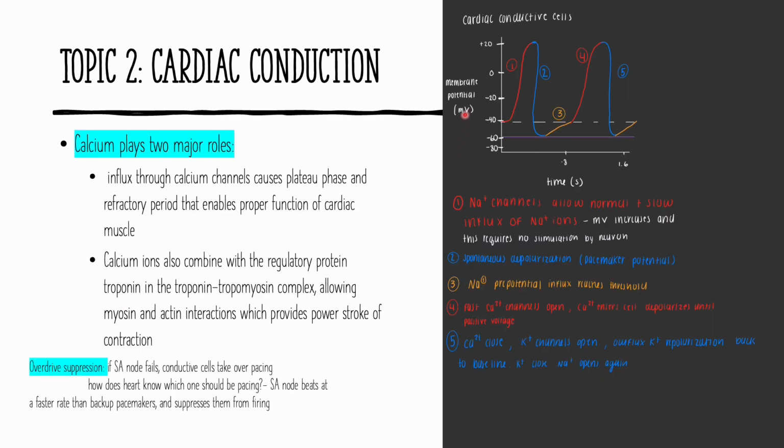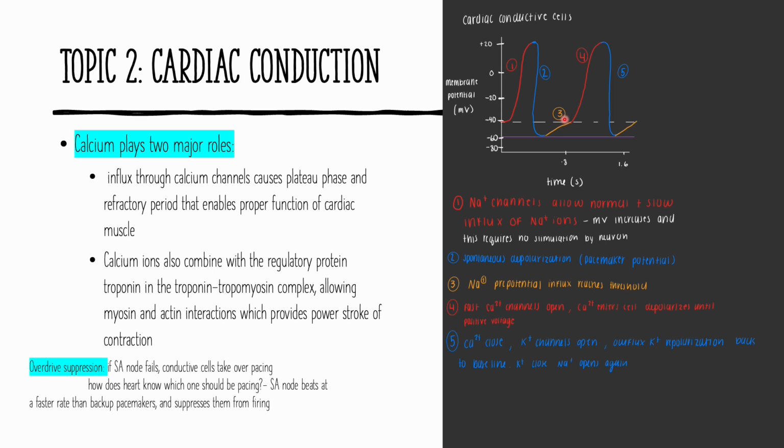So looking at the action potential of a cardiac conductive cell, this actually requires no stimulation by a neuron. These sodium channels allow a normal and slow influx of sodium ions, and the membrane potential will increase, and then it will reach this point. This is where spontaneous depolarization will occur, and this is also known as pacemaker potential. So pacemaker potential is occurring here, and our sodium channel prepotential, which is the same thing as the pacemaker potential, influx occurs here, and then it reaches this threshold.